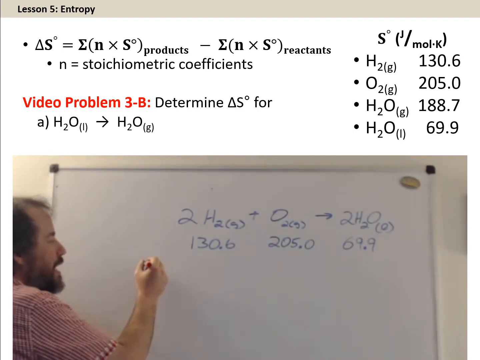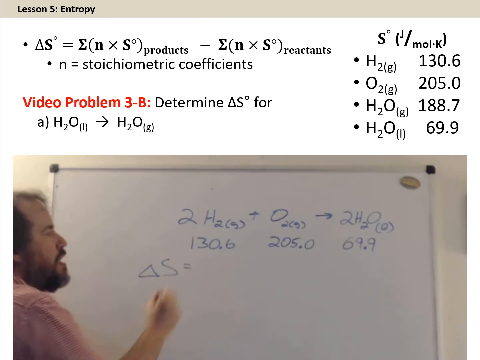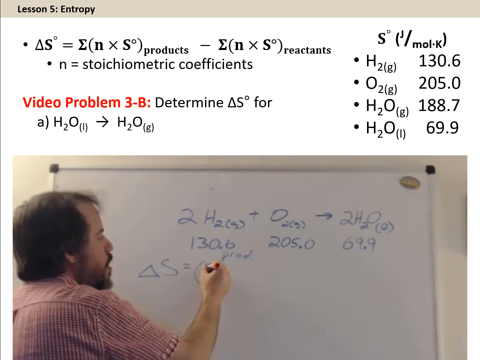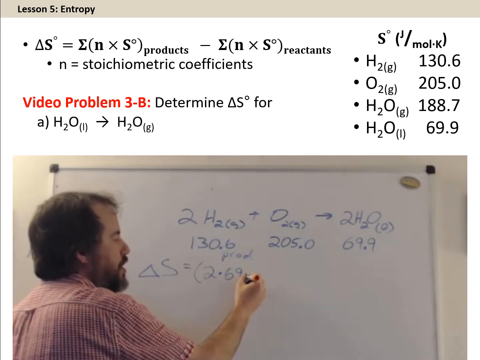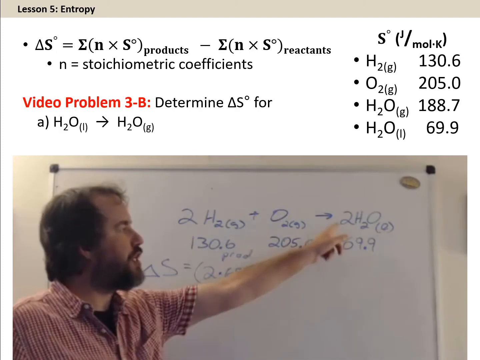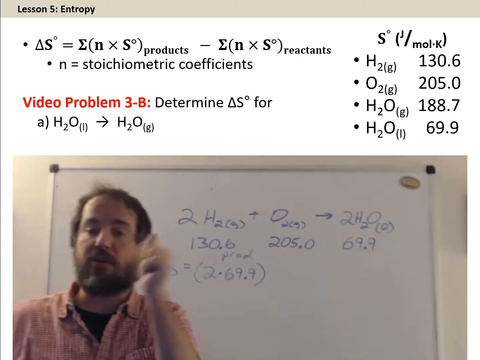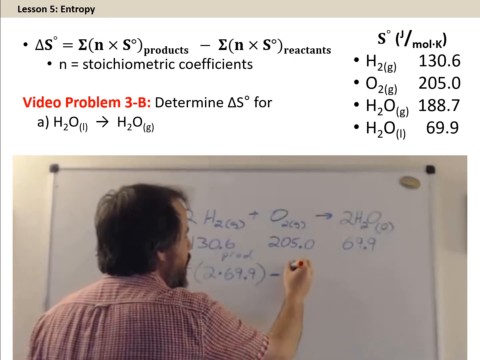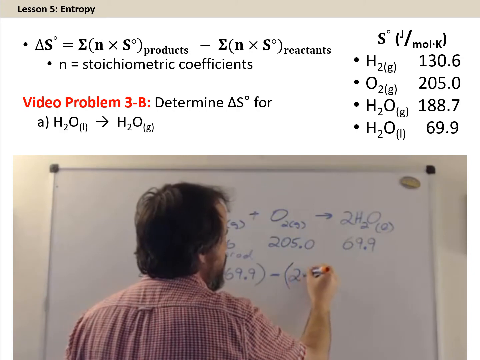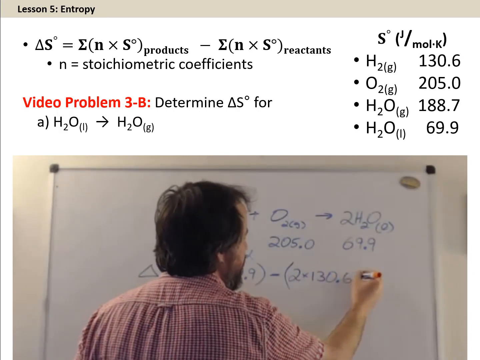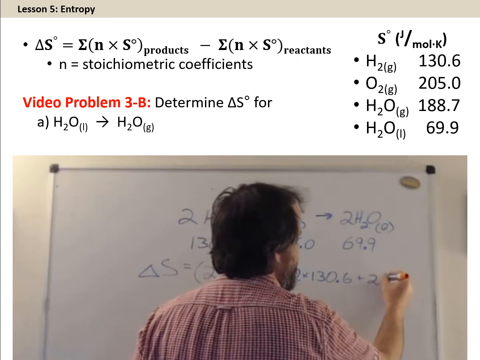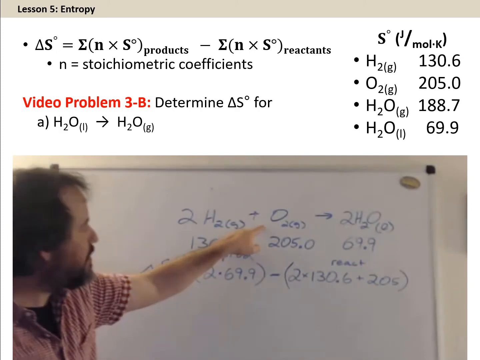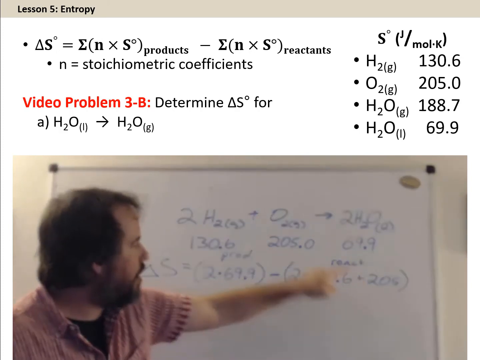I'm going to calculate my delta S. It's going to be products minus reactants. Remember, I need to use that coefficient in front. I did it in the last one because the coefficients were 1 and 1, so multiplying by 1 doesn't matter. And then I'm going to subtract off 2 times 130.6 and then add in this 205. This is my reactants. Notice I don't include anything up here because it's 1.